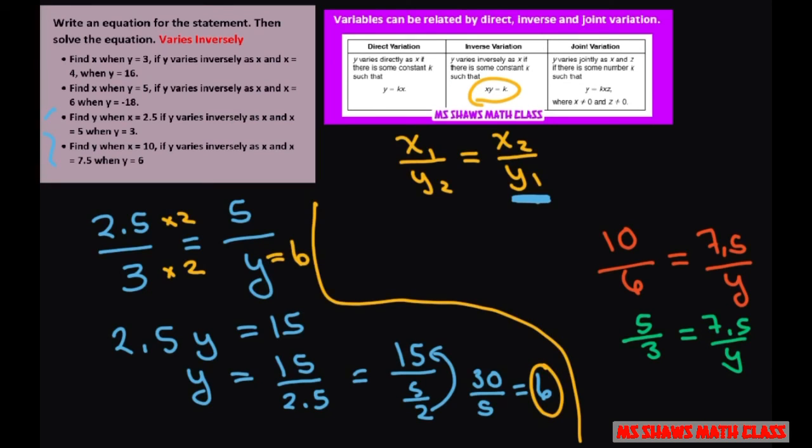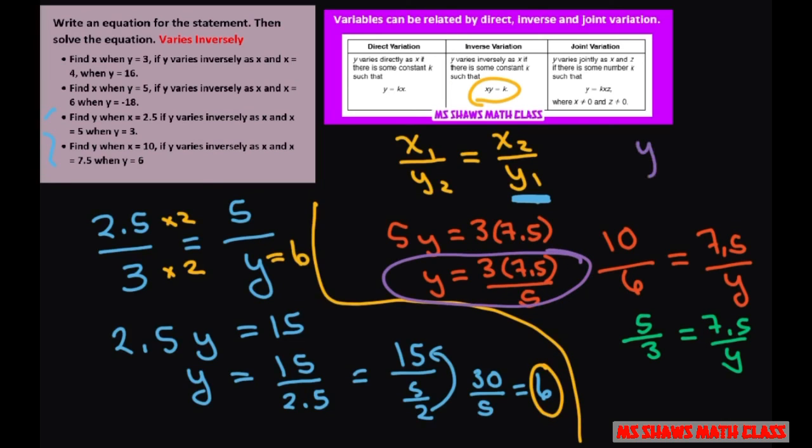So what you get is 5y, and I'm moving back up here. 5y equals 3 times 7.5. Then divide both sides by 5. And that's going to give you 4.5. So the answer, that's your answer. So y equals 4.5. And that's it.